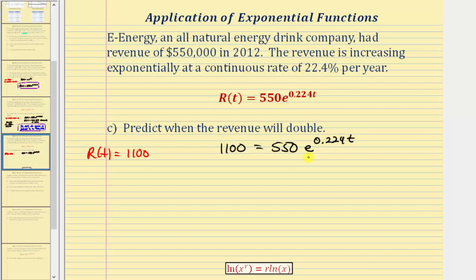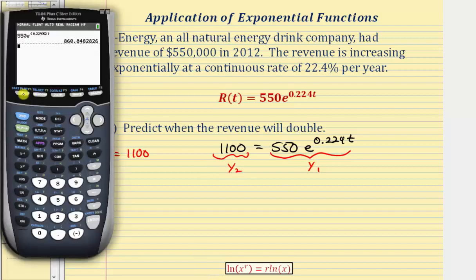And now we'll solve this 2 ways. If you haven't learned about logarithms yet, we could always solve this graphically by setting the right side of the equation equal to y1 in the graphing calculator, setting the left side equal to y2, graphing the 2 functions, and determining the point of intersection. The point of intersection will give us the value of t that would satisfy this equation, and therefore help us determine when the revenue will double. I've already done some of this to save some time.